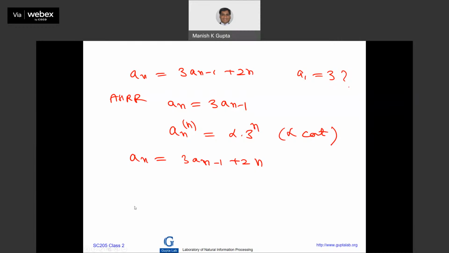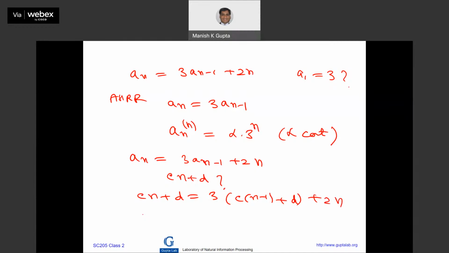Now how to find this particular solution? I mean, here also we do trial and error. We seek a solution of the form cn + d. Is this a solution? Substitute, so cn + d = 3(c(n-1) + d) + 2n.